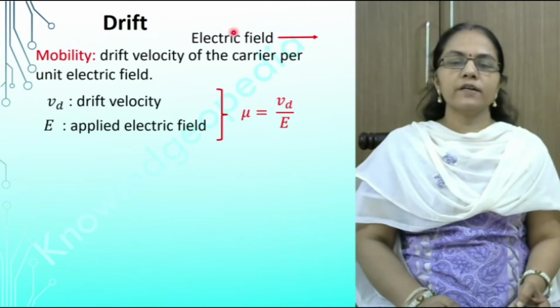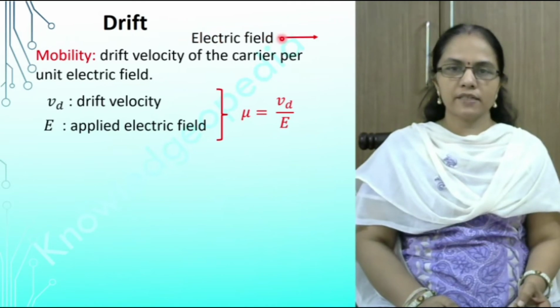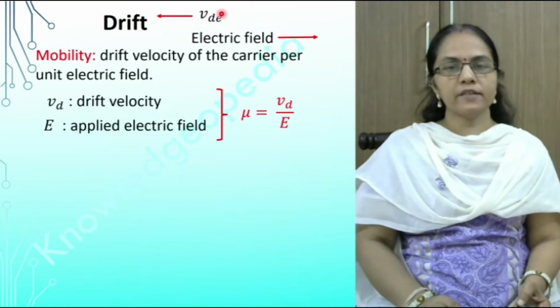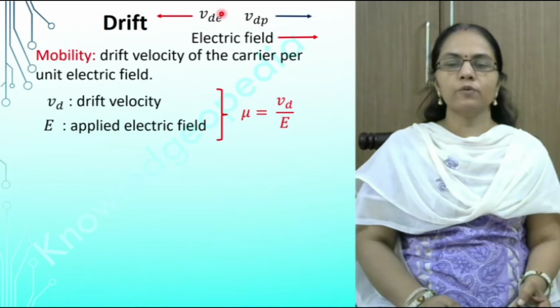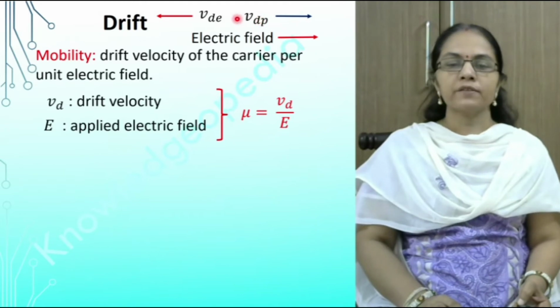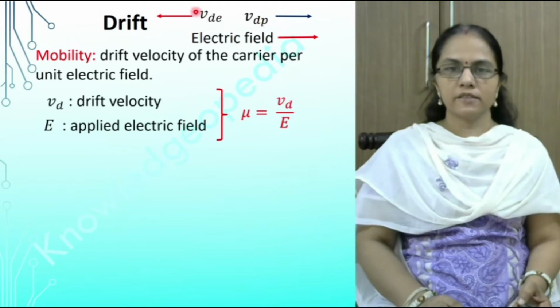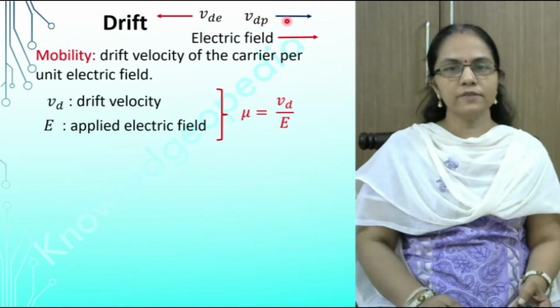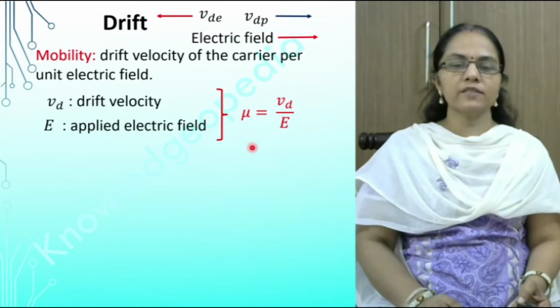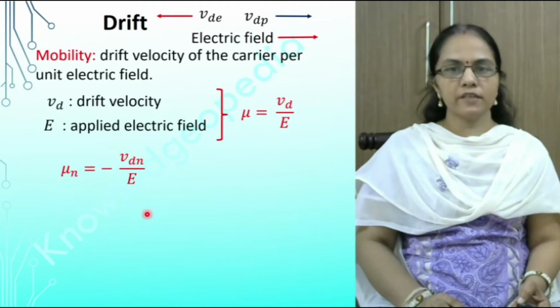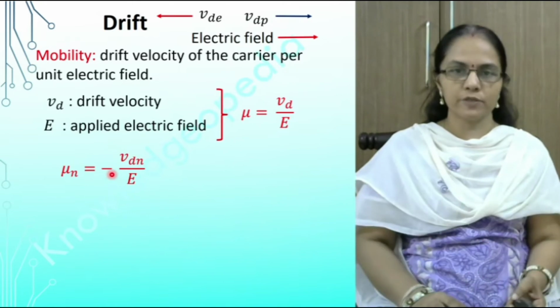In the previous slide, we have seen that if this is the direction of the electric field, the electrons drift in the opposite direction of the electric field, and holes drift in the same direction, along the electric field. This is the direction of the drift velocity for electron, and this is the direction for drift velocity of hole. From here, the mobility for electron is equal to minus Vdn by E.